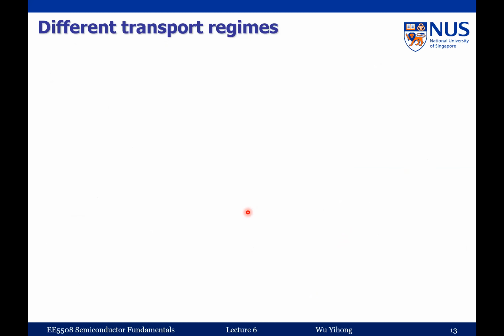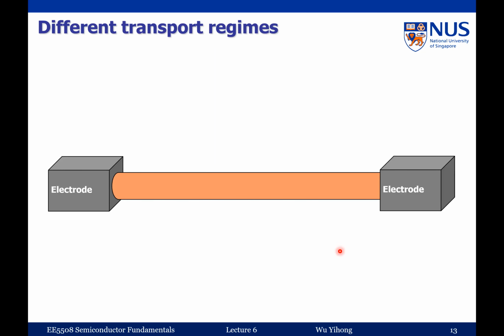Now I will use one slide to show you all the different regimes of transport, so that although in this module we only use a very simple model, at least you should know where this model stands in the overall picture, right? To do this, just look at this simple electric conduction problem again. Say you have a piece of wire, which can be copper, and you have 2 electrodes, right? Now if you apply an electric driving force to the copper, of course the electrons will start to flow.